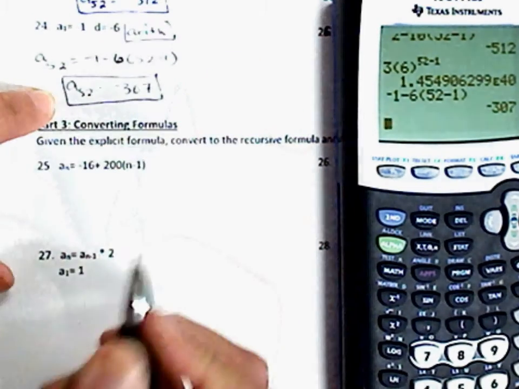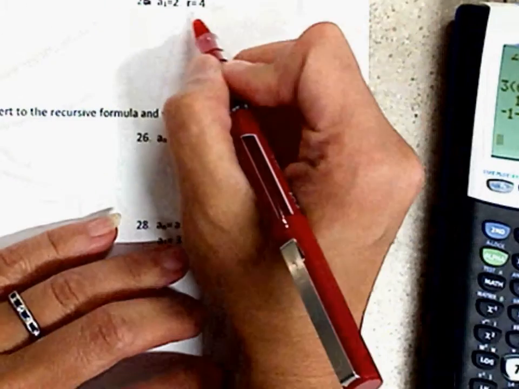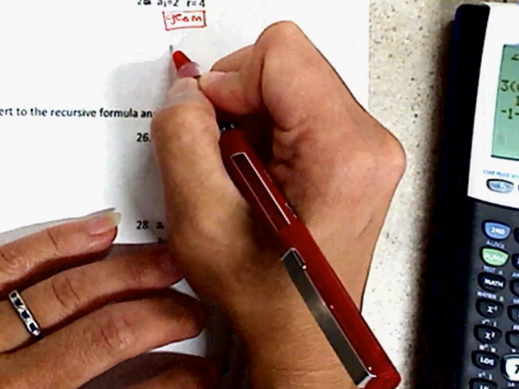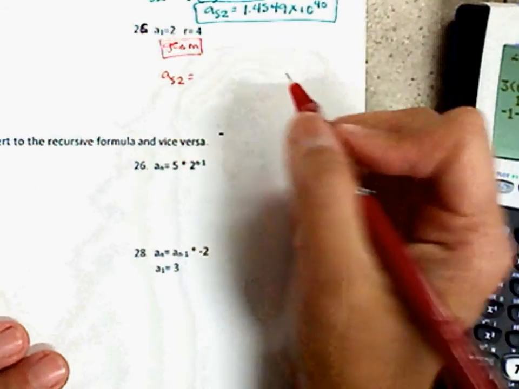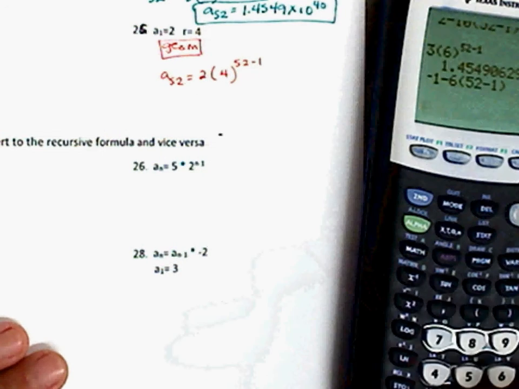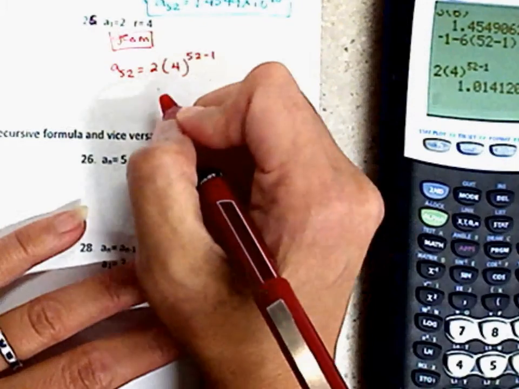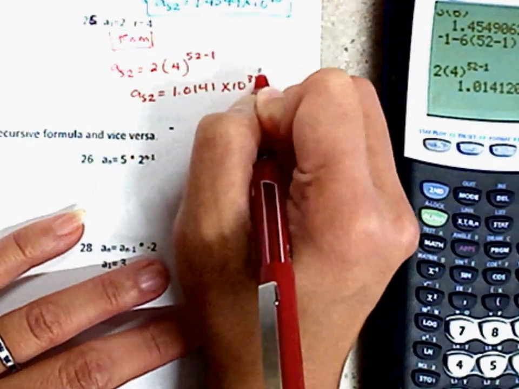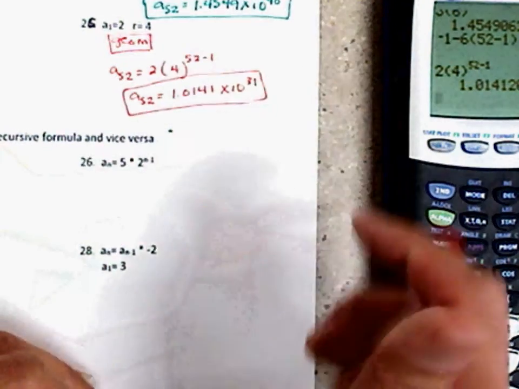Okay. Take a look at the other 24. All right. You have an R there that tells me that's geometric. Let's rewrite it in explicit form, looking for the 52nd term. First term is 2 times your ratio, 52 minus 1. So 2 parentheses, 4 parentheses, raised to 52 minus 1. And that comes out to be 1.0141 times 10 to the 31. That just means you're going to move this decimal place 31 places over.